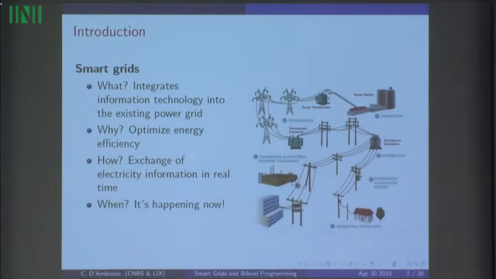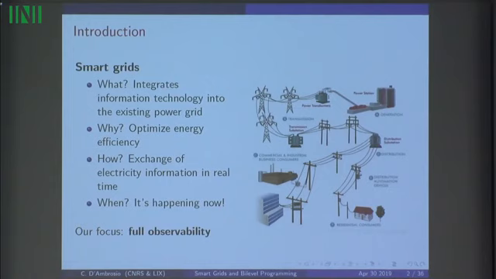And when? It's happening now. This research project actually started because of an industrial project with some collaborators, and the aim is to make the grid in France completely smart by 2030. As I said, our focus will be full observability. We want to guarantee that at any time we have enough PMUs on the grid in order to know the status of the network.